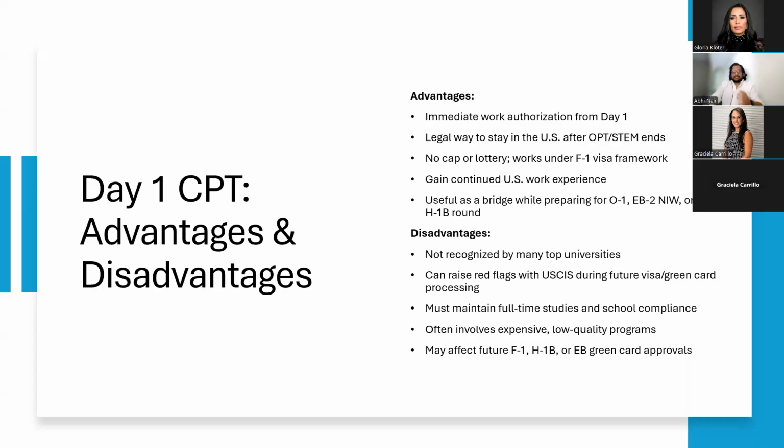But let's look at the disadvantages. First, many top universities don't offer Day One CPT, and some employers or government officials might not take these programs seriously. USCIS may scrutinize your case more during a future visa or green card application if you have been on Day One CPT too long or used it more than once. You still have to stay enrolled full time, attend class, and follow F1 compliance rules. It is not a free pass to just work full time and ignore school.